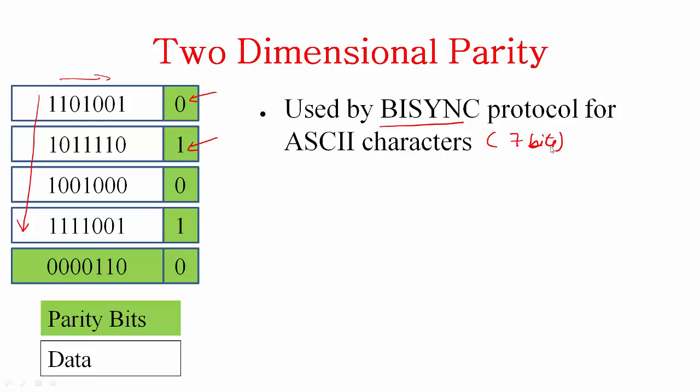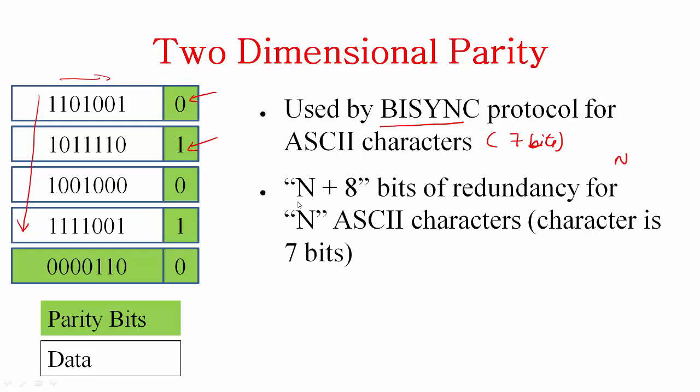This error detection mechanism is used by the BiSync protocol for ASCII characters, which are basically represented by 7 bits. So if you are working with blocks of n ASCII characters, how many redundant bits do you think you add as part of two-dimensional parity? That's right, you use n plus 8 bits of redundancy. This n arises from the fact that for each of the n characters, you are adding a parity bit, and you are adding one parity byte for the columns that corresponds to 8 bits.